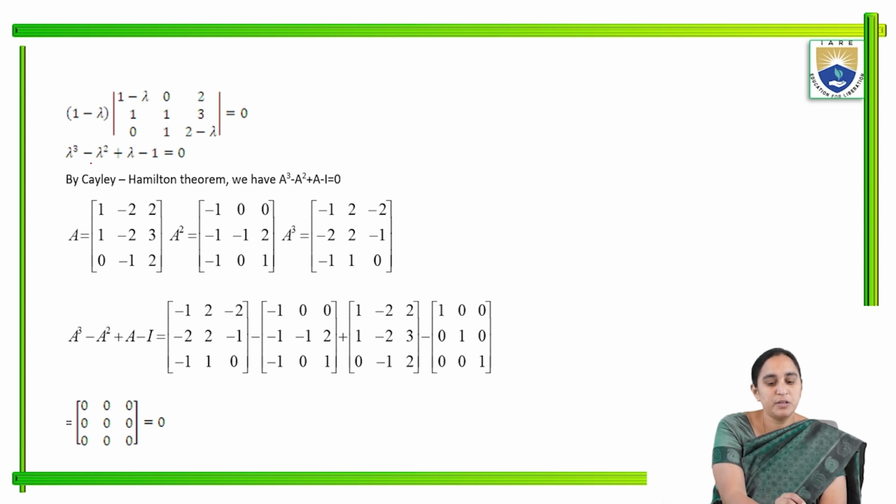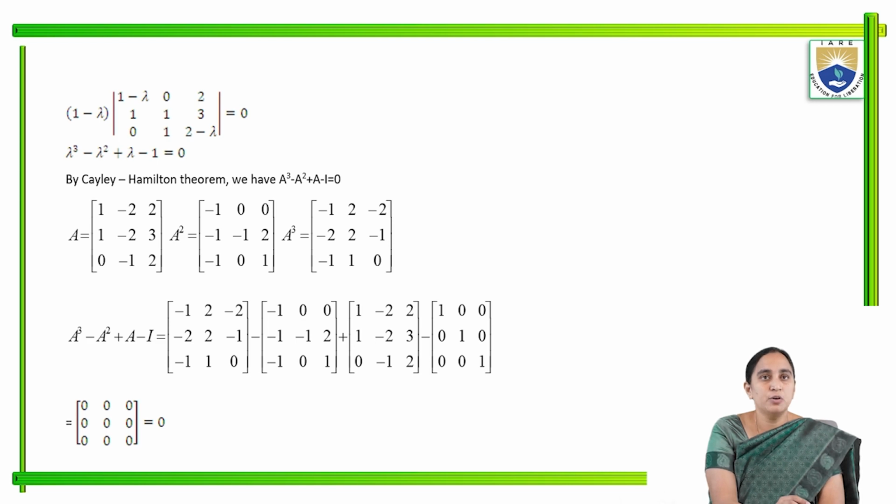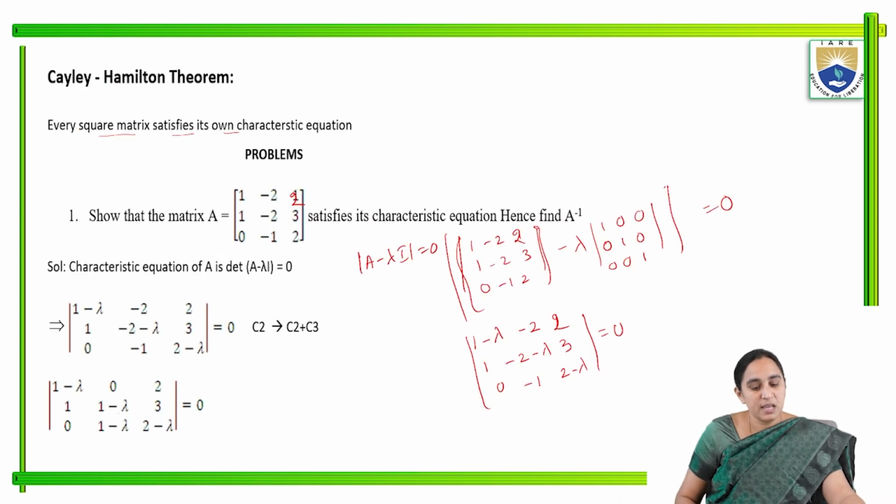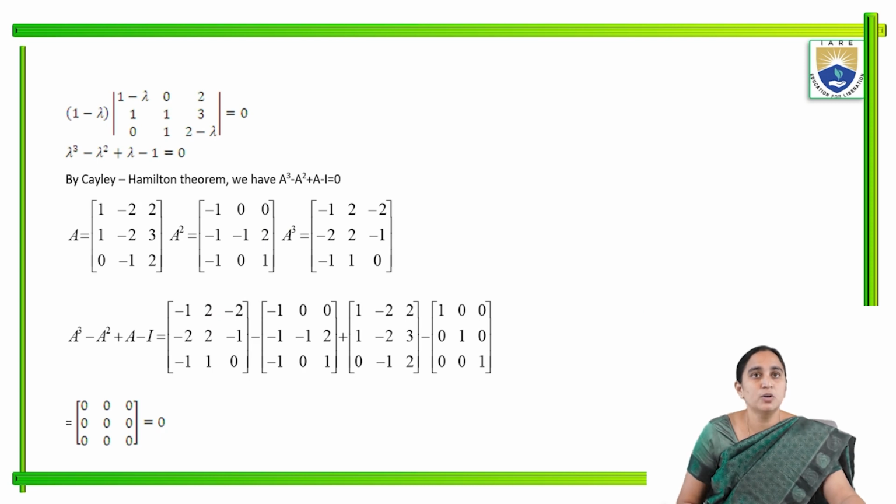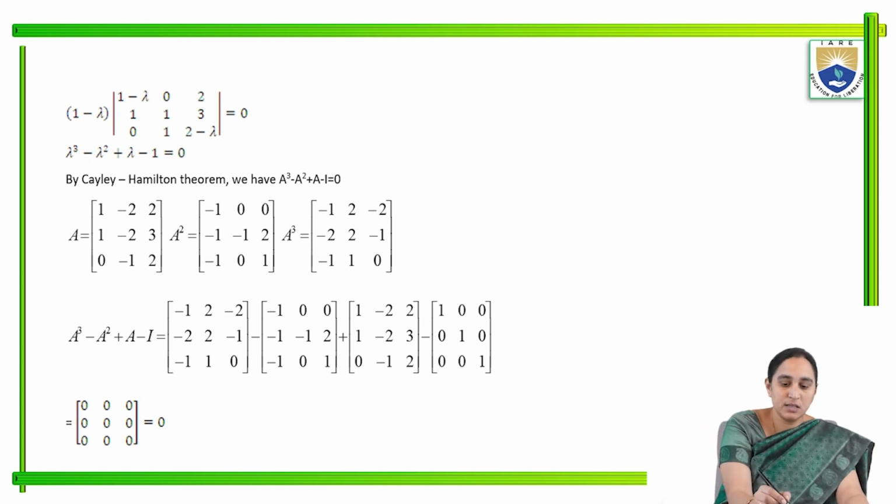After finding the determinant, we get one equation. What is that equation? Lambda cube minus lambda square plus lambda minus 1 is equal to 0. This is the characteristic equation from the characteristic matrix, A minus lambda I equal to 0. That is, lambda cube minus lambda square plus lambda minus 1 is equal to 0.